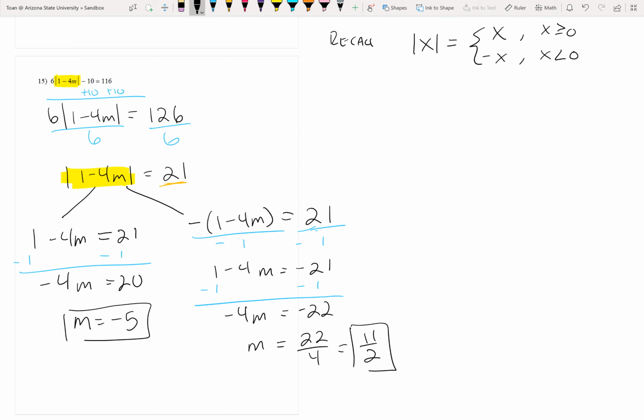Since this equation, once we isolated the absolute value, equaled a simple number, I mean, I should always check my answers, but in this case, I'm fairly confident in my answers because it was just a regular number. You only have to check your answers, really, if there was another variable on the other side.